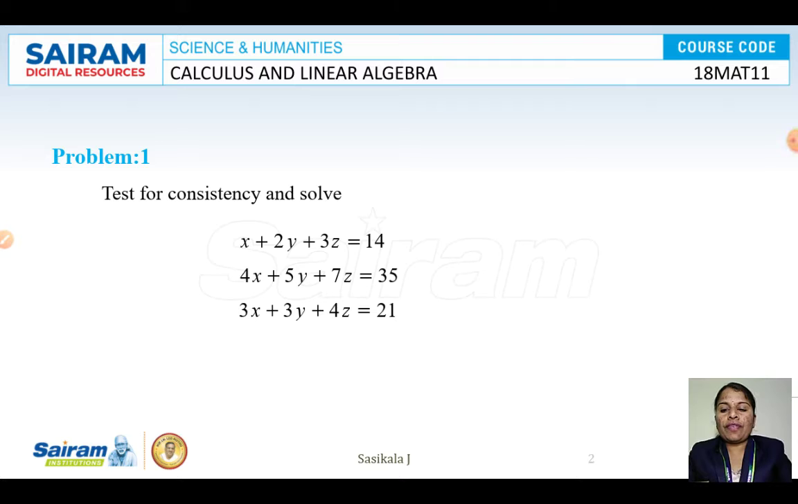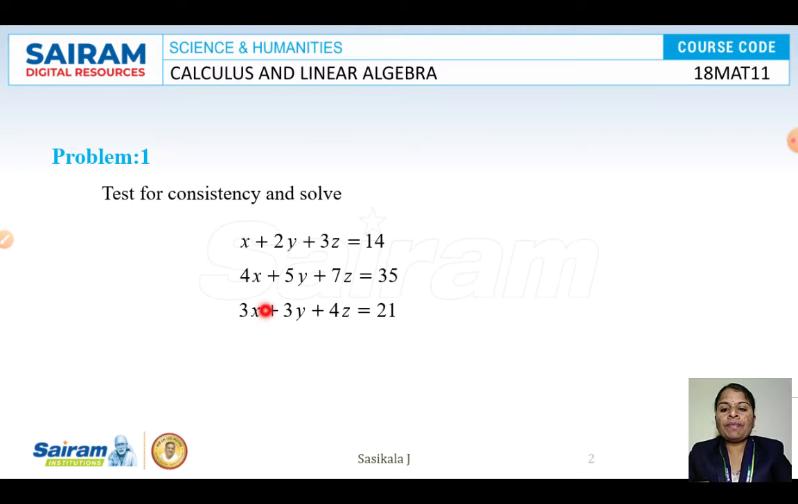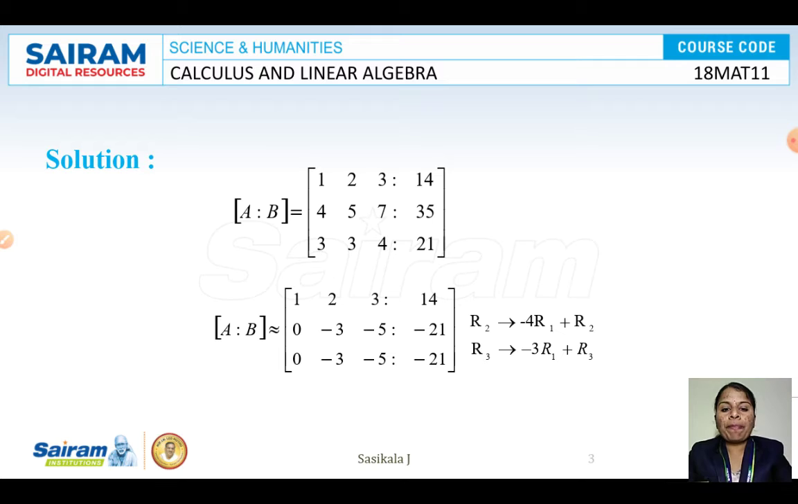Okay. So first we write the system of equations as Ax equal to B, and we write the augmented matrix AB, because we need to find the rank of A and the rank of AB. For that we find the augmented matrix AB and then find the rank using elementary row transformations. So the A matrix coefficients are 1, 2, 3, then 4, 5, 7, then 3, 3, 4, and 14, 35, 21 for the B matrix. That is what is written here.